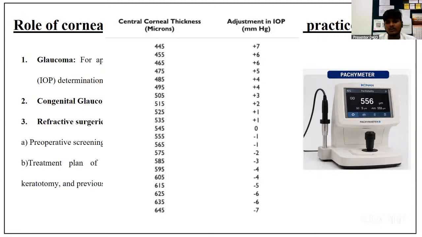So these are the values to measure the glaucoma values. The central cornea thickness is about 445. So the IOP adjustment is about +7, and these are the values.